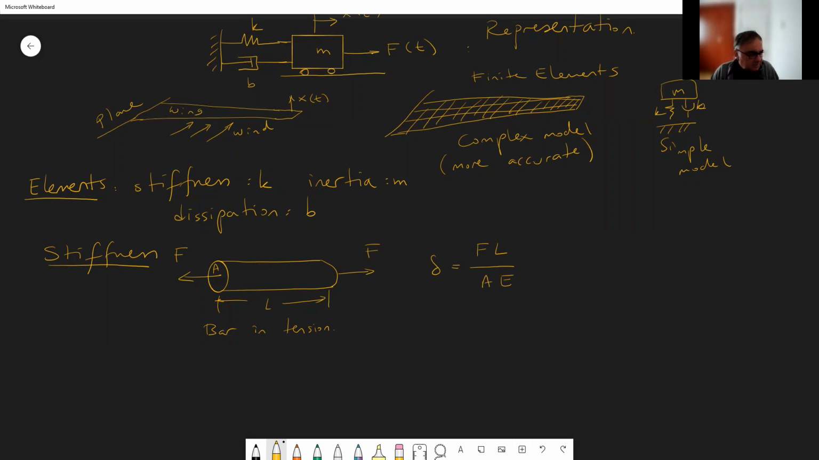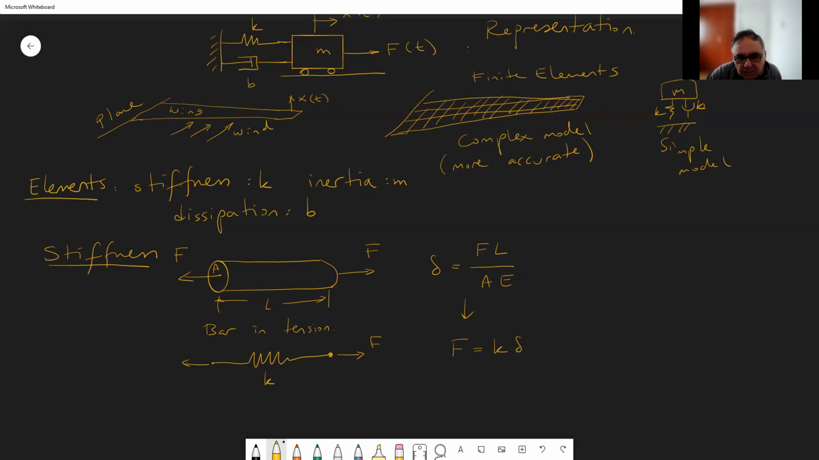Now, we can represent the bar with a spring like this one, if you want. It is an axial spring, K, with forces on it, F. This is our model of the bar, where F is equal to K times delta.